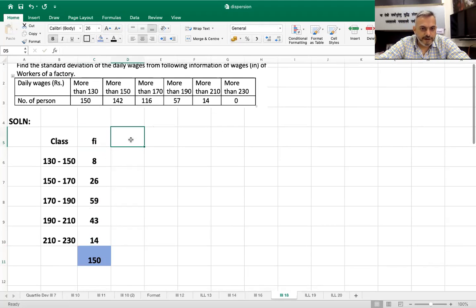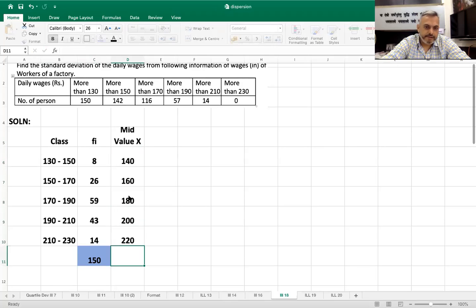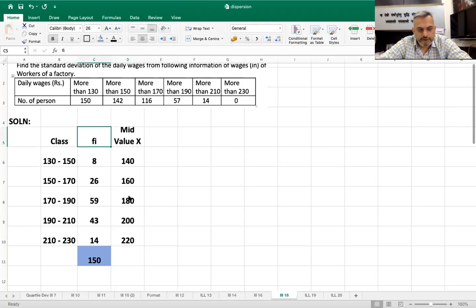Now we have frequency. We find out the mid value. So mid value X is 130 plus 150 divided by 2, which is 140, then 160, then 180, then 200, and then 220. So we have found the mid value and frequency.